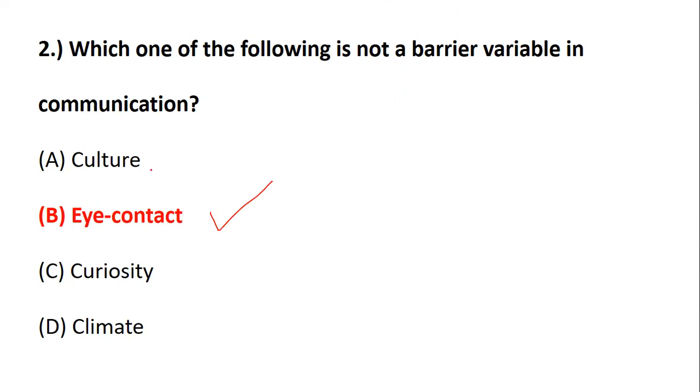See, culture, obviously, the culture changes country wise, custom and tradition wise. Curiosity can be a barrier. If you create more curiosity and anxiousness, it can become a barrier. Climate can also be a barrier, but eye contact leads to confidence. Eye contact leads to a boost in the energy to communicate. So that will not be considered as a barrier. Eye contact is not a barrier.